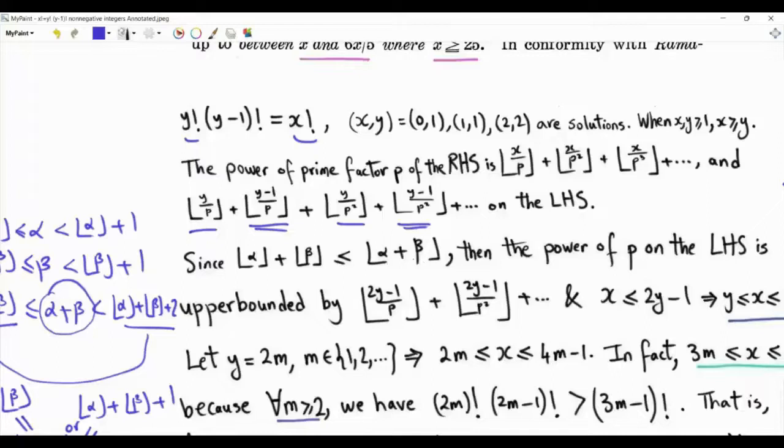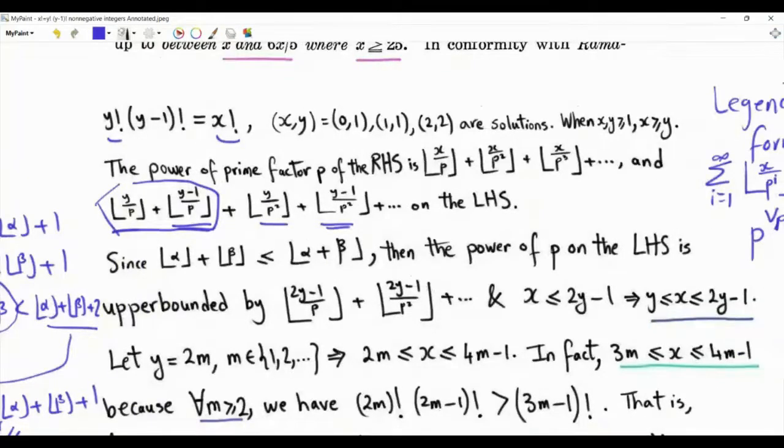In both cases, the floor of alpha plus the floor of beta is less than or equal to the floor of alpha plus beta. We can make use of this to say that, for example, if we take these two terms, then the floor of y over p plus the floor of y minus 1 over p can be upper bounded by the floor of the sum, 2y minus 1 over p. And we can do the same for the other terms. So now on the left-hand side, this is the power of prime factor p.